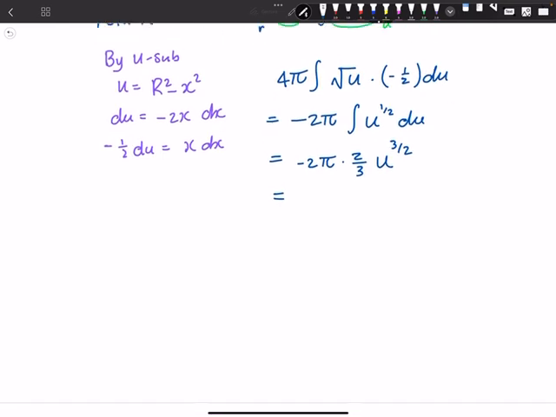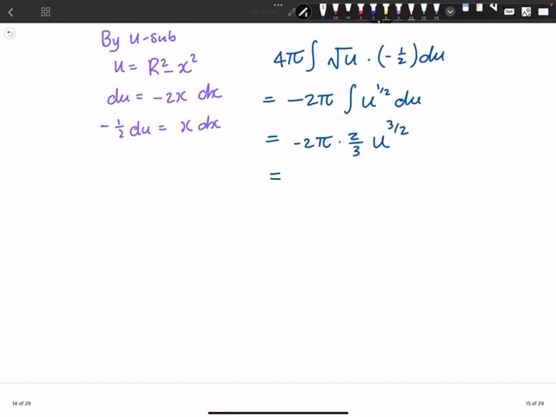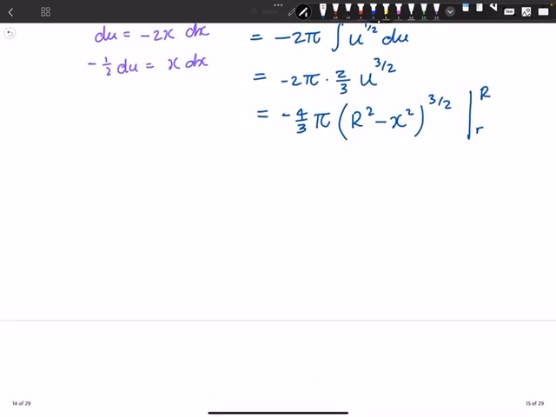And then final simplification here before we back substitute. This is negative 4/3 pi times u to the power 3/2. So let's go ahead and back substitute. The u is equal to our big R squared minus x squared, raised to the power 3/2. And we want to evaluate this integral from little r to big R. All right, so let's plug in top minus plug in bottom.